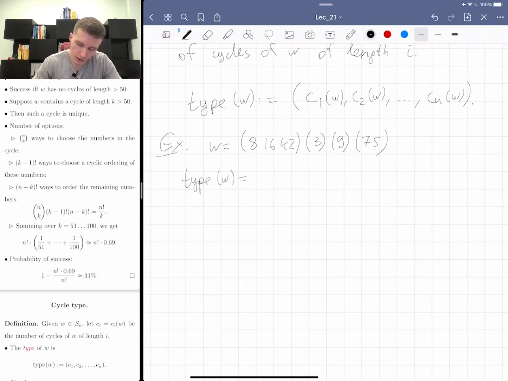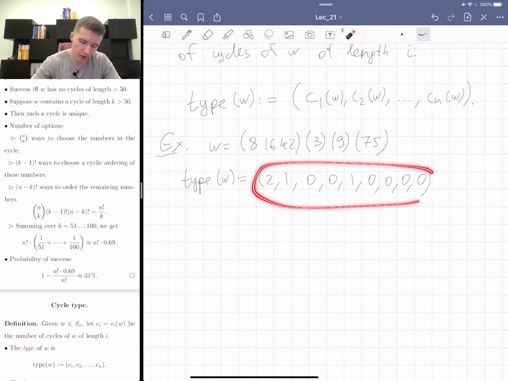There are 2 cycles of length 1. So it starts with a 2. Then there is 1, 2 cycle. 2, 1, 0, 3 cycles, and then 0, 4 cycles. Then there's 1, 5 cycle, 0, 6, 0, 7, 0, 8, 0, 9 cycles. So that's the type of my permutation.